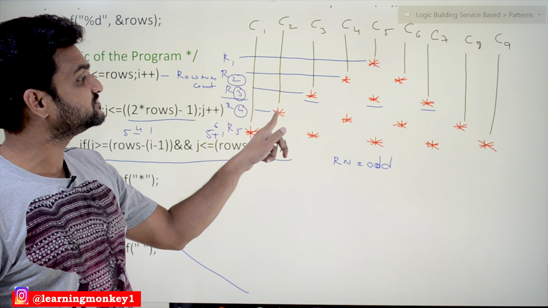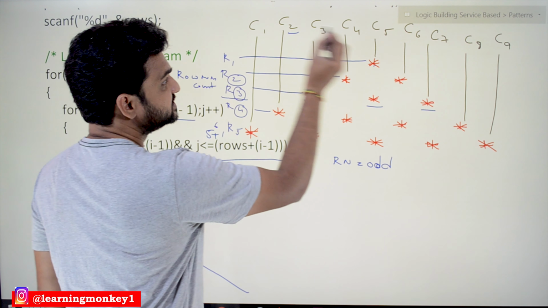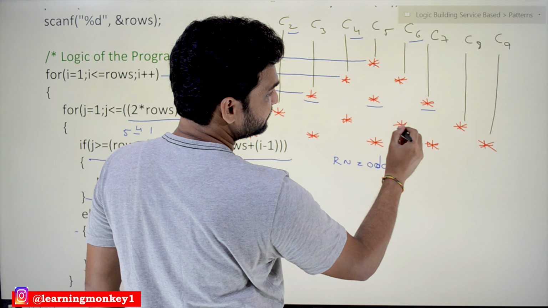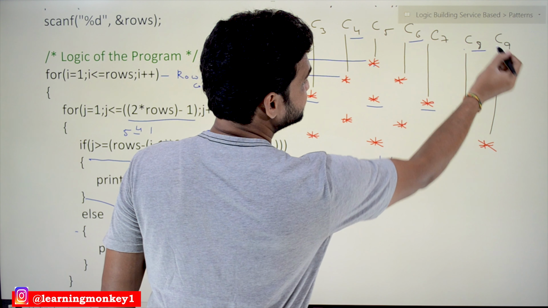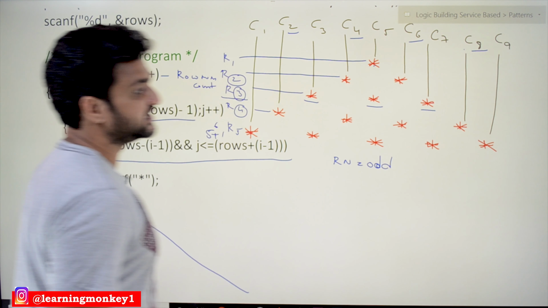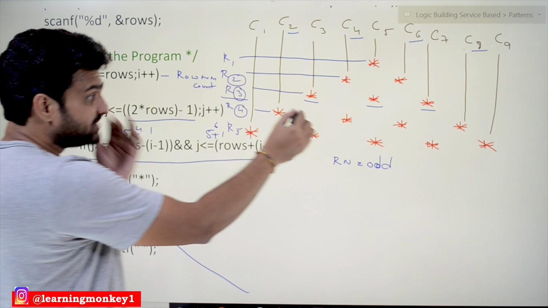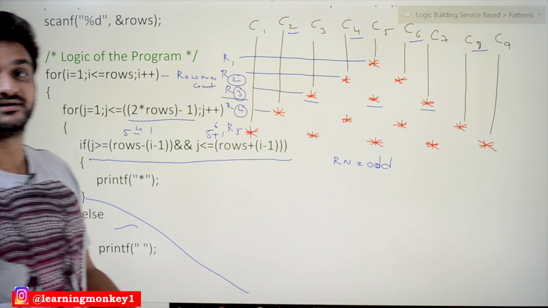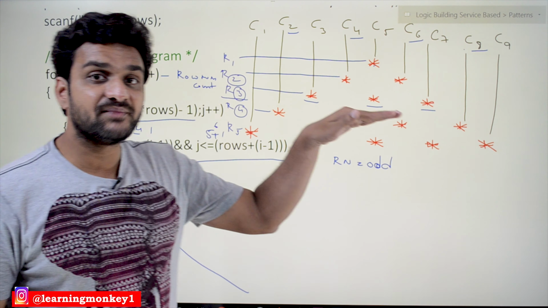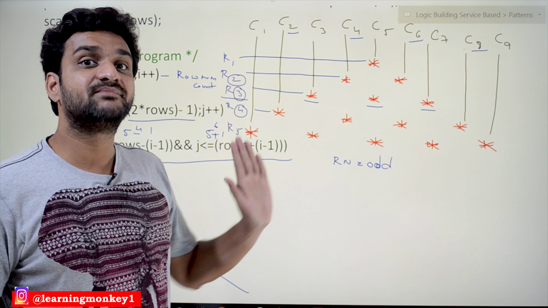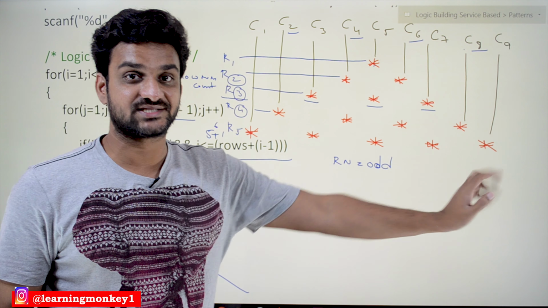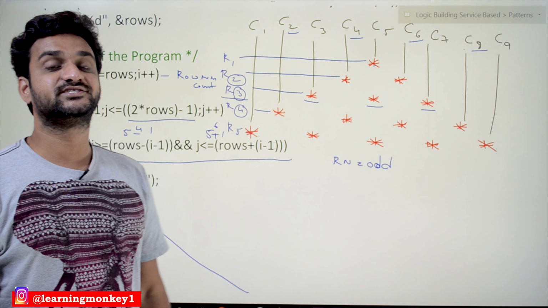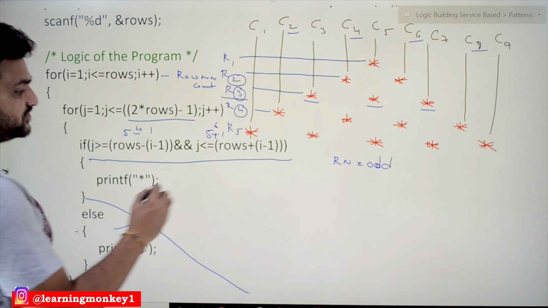See here, C2 has been printed. This is an even number. C4 is an even number, star has been printed. C6 is an even number, star has been printed. C8 is an even number, star has been printed. Otherwise, if the column number is odd, there the spaces will be printed. For an even number row, even column numbers will be printed with stars. So that condition has to be implemented, and how that condition has to be implemented, that we are going to write.